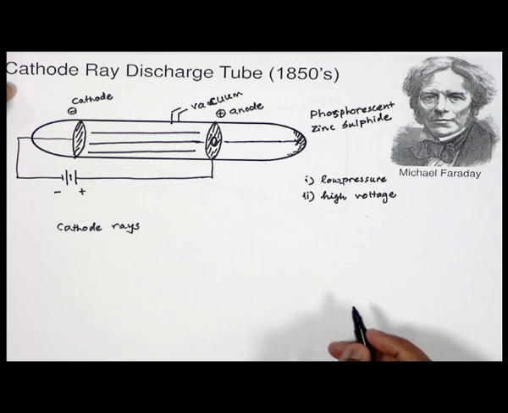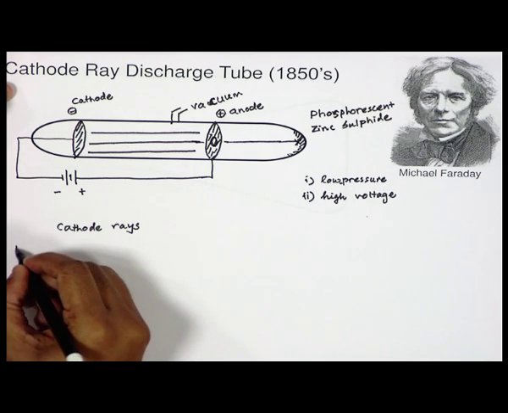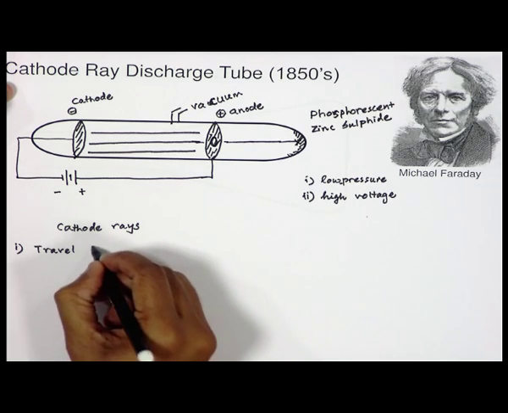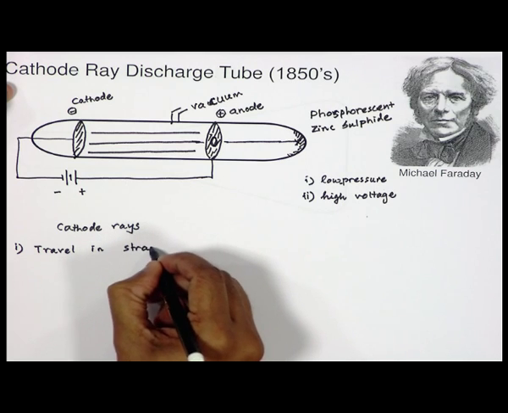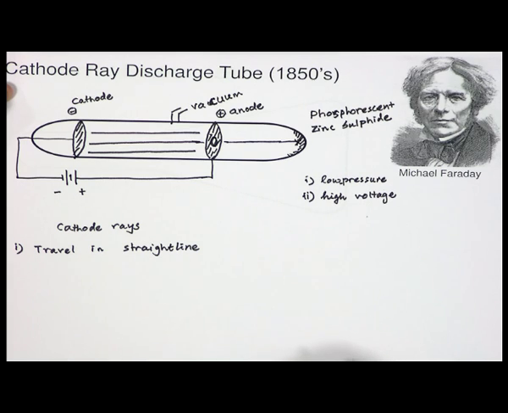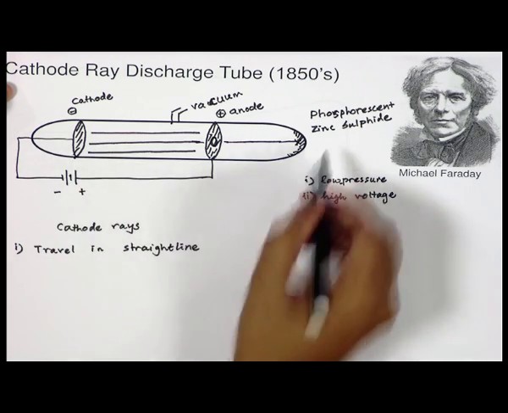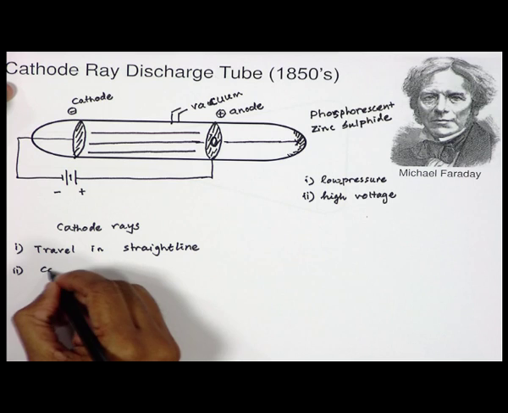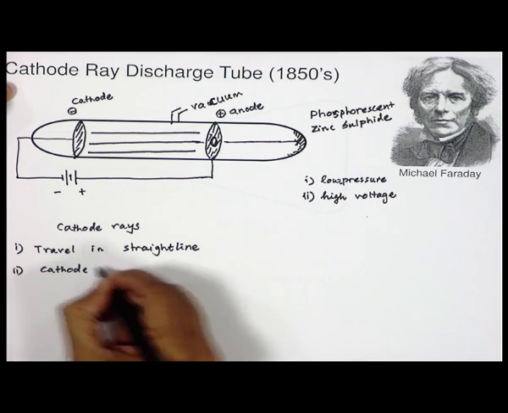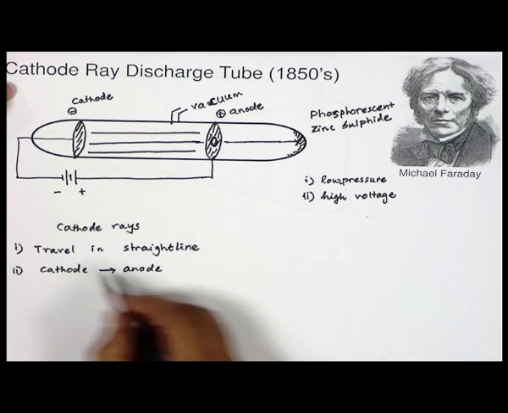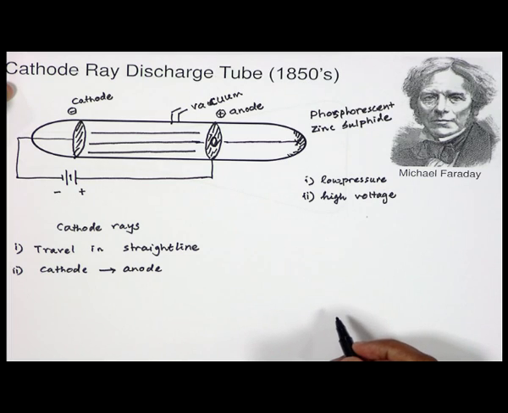We will discuss some properties of these cathode rays. First it was observed that they always travel in a straight line. As it was seen, they originate from the cathode and they travel towards the anode. So, that is why they are called cathode rays, because they originate from the cathode terminal.